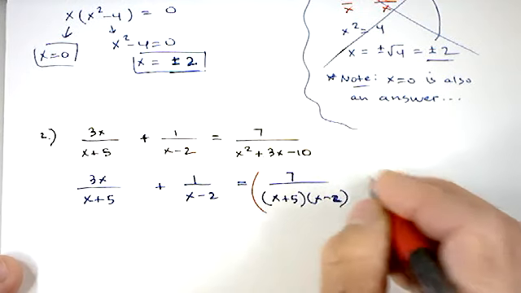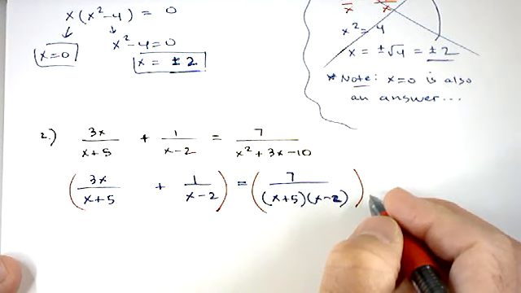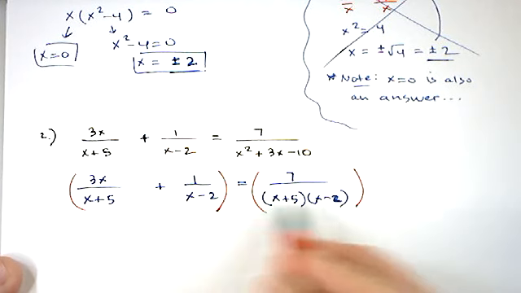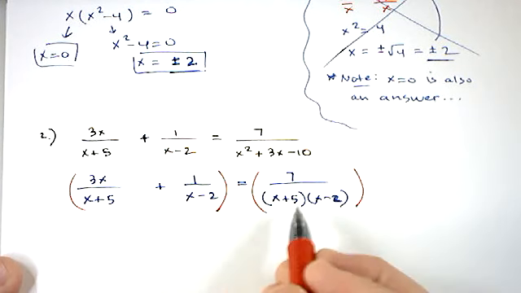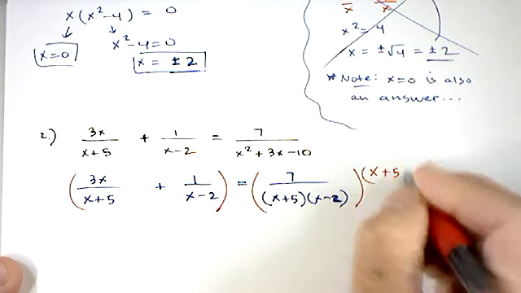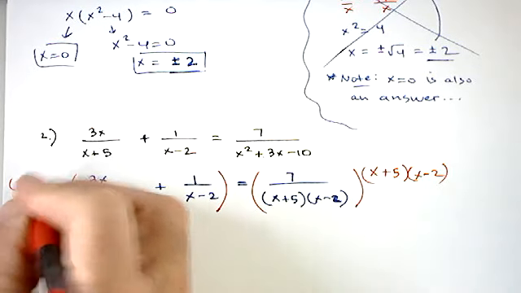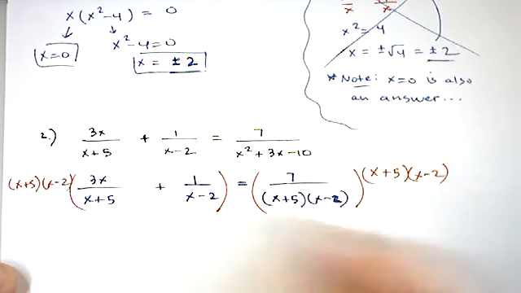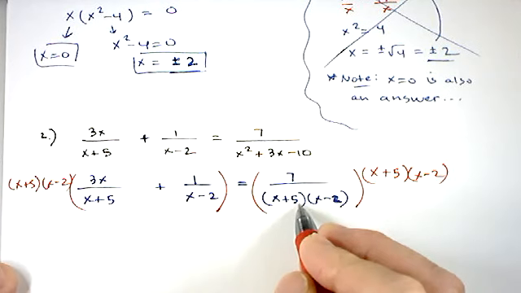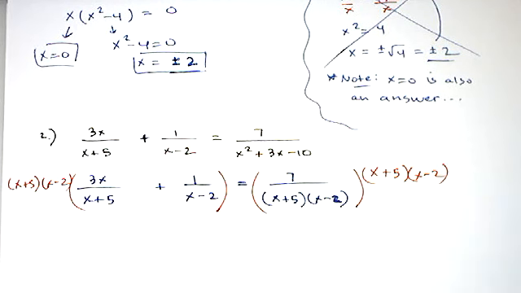And you can by multiplying both sides of this equation by the lowest common denominator of this whole entire problem, which is x plus 5 times x minus 2. So if I multiply both sides, on the right side, 7 over this times x plus 5, x minus 2, that's just going to cancel. So we're just going to be left with 7.